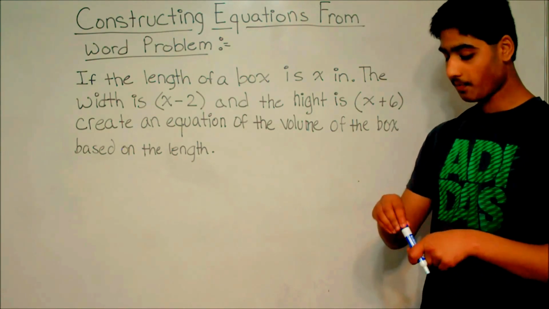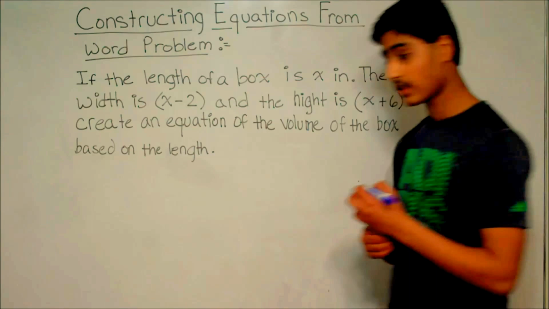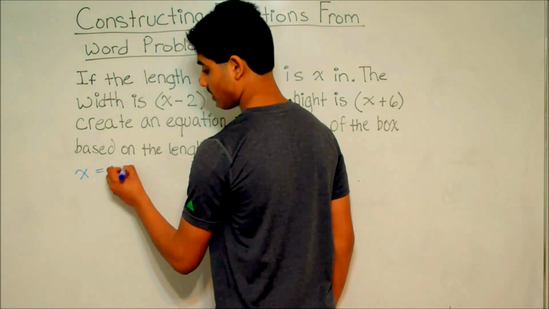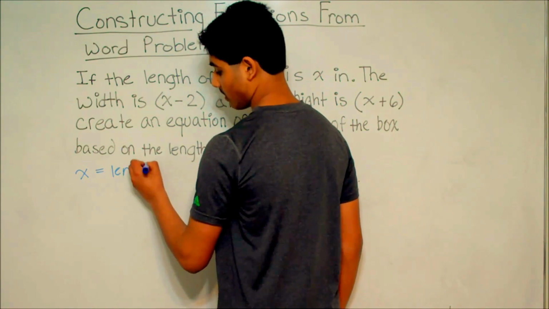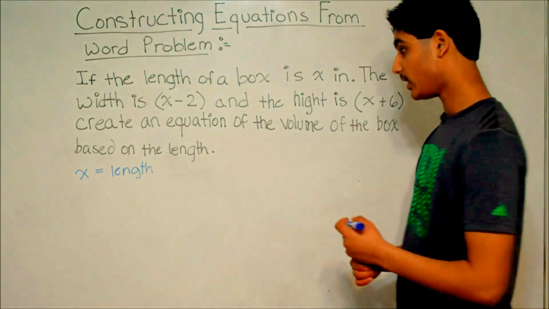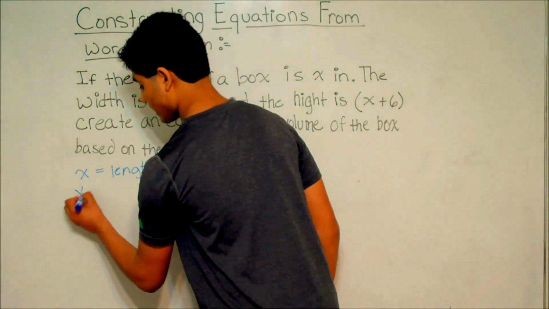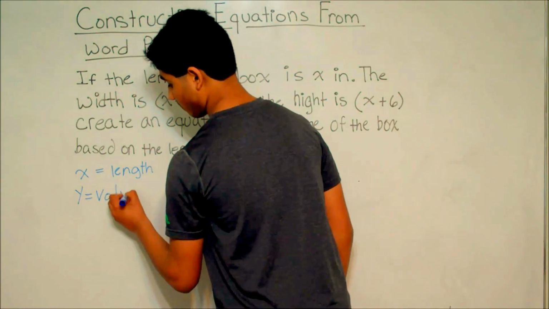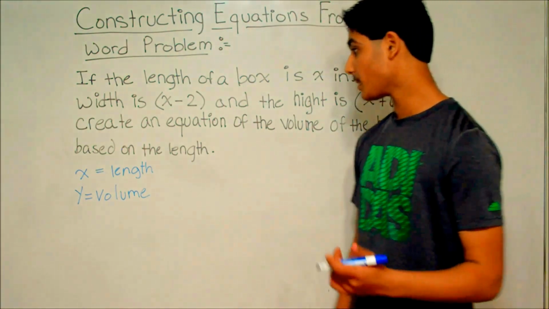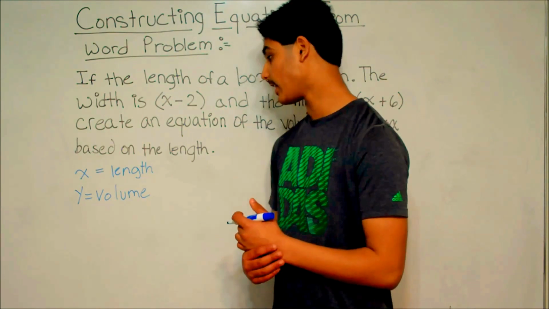So here we know that we have to create an equation of the volume of the box based on the length. So that means that the length is x, because the length is the independent variable here that we want our equation to be about, and we know that y is the volume. Y is the volume because the volume is the dependent variable, because it's based on the length. So that means that the volume depends on the length.